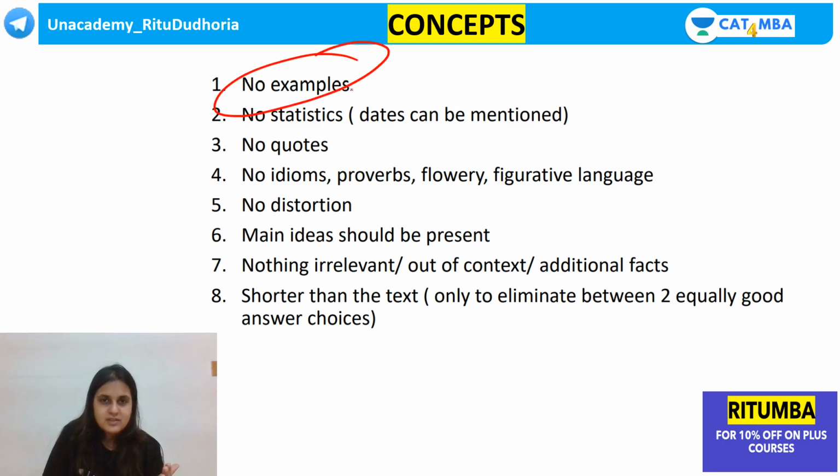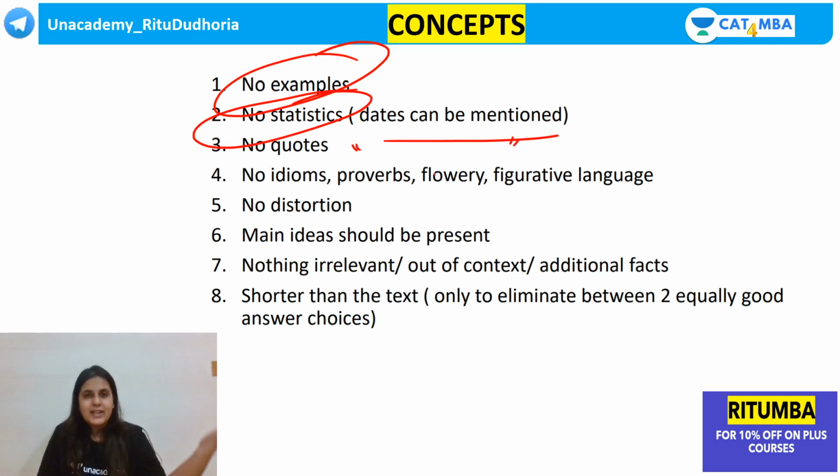Remember, no examples, no statistics, dates can be mentioned, no quotations. When I say quotations, someone else's words, because it has to be from the author's words. No idioms, proverbs, flowery language, because summary has to be concise. Summary has to be crisp. These idioms, these proverbs, these flowery languages, they are not main points. Correct, they don't make it crisp.